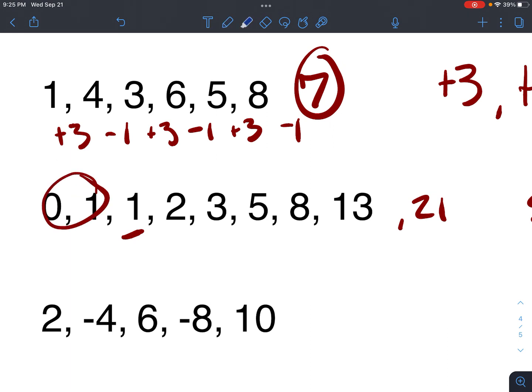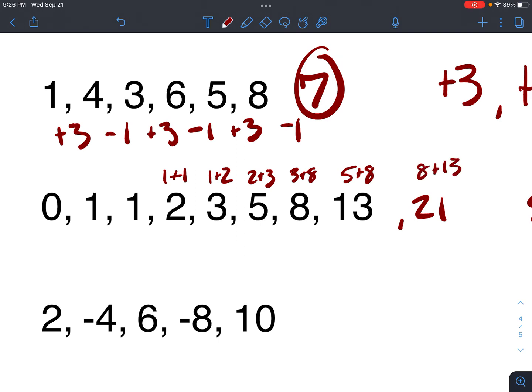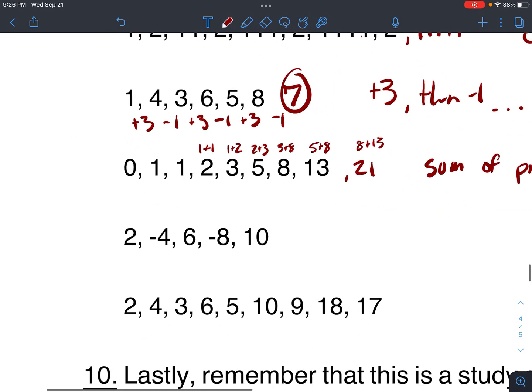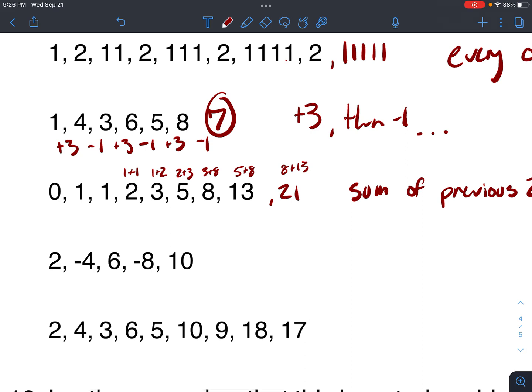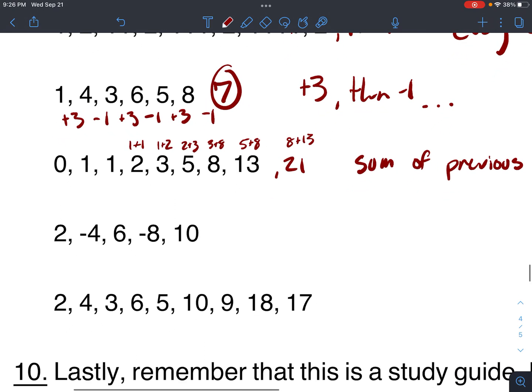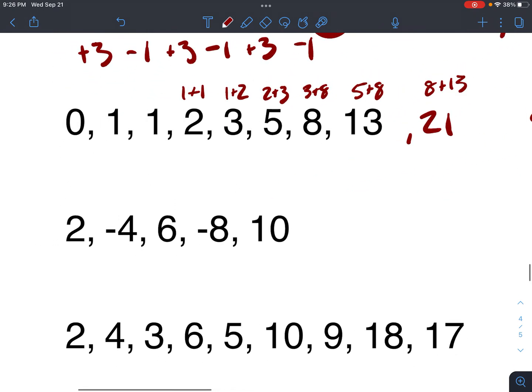Think about starting here. The sum of these two is 1. This is 1 plus 1. This is 1 plus 2. This is 2 plus 3. This is 3 plus 5. This is 5 plus 8. And then this is 8 plus 13. Okay? So this is the sum of the previous two digits. This gets into number theory and stuff like that. Pretty interesting stuff. I don't know if we actually get there in this class. I hope we do.